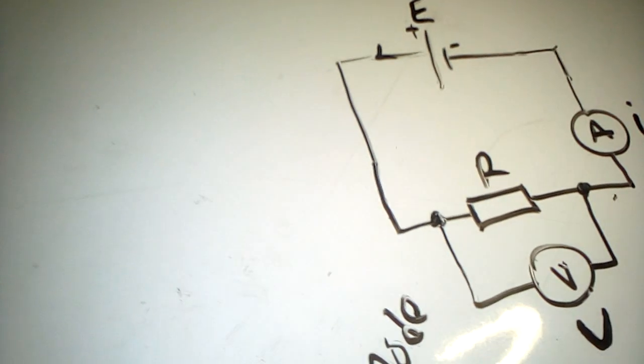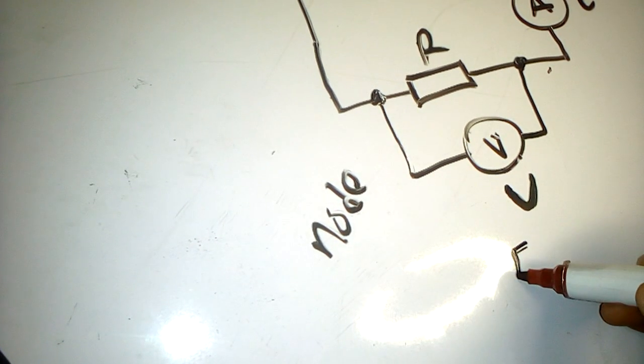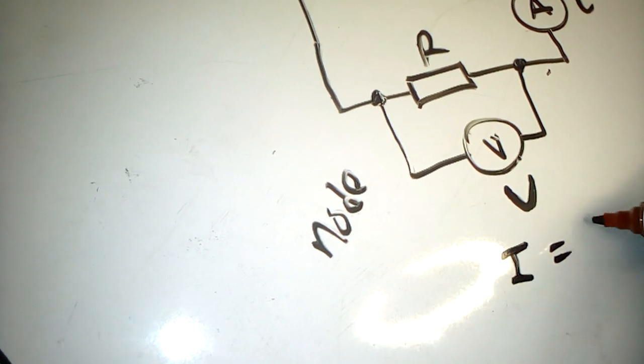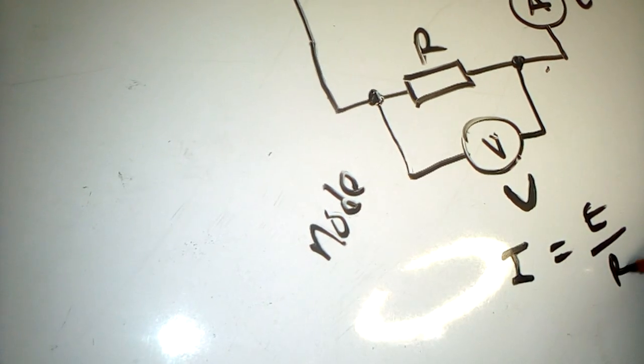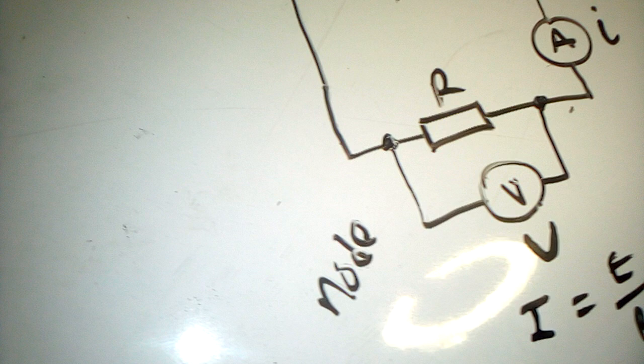So don't forget this cell has EMF E. Are you getting it now? All these are related, just like I've said, I equals E over R plus r. Meanwhile, this internal resistance r will be within the cell.